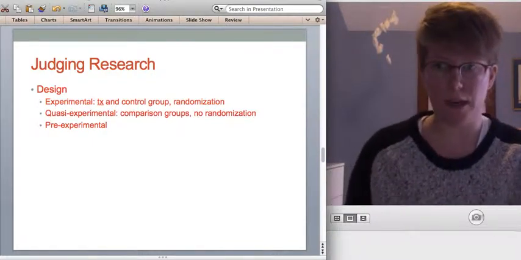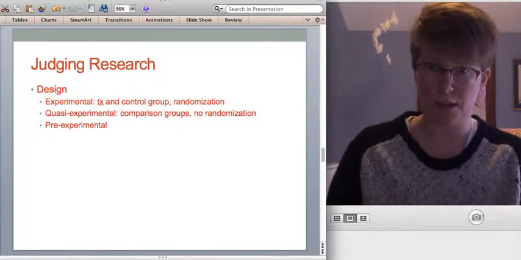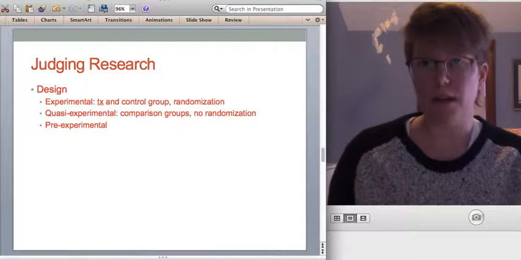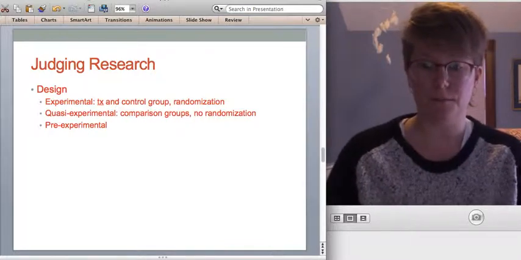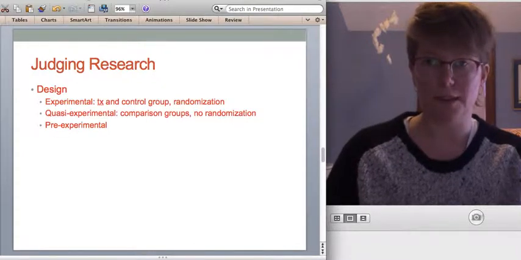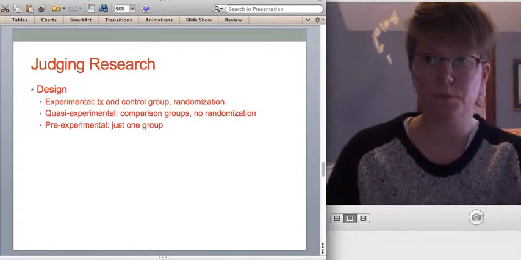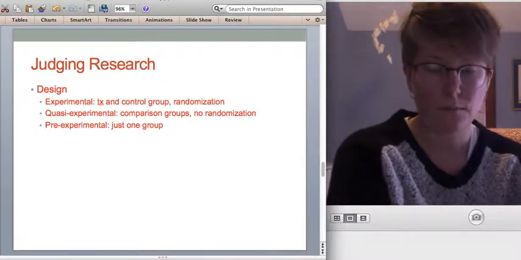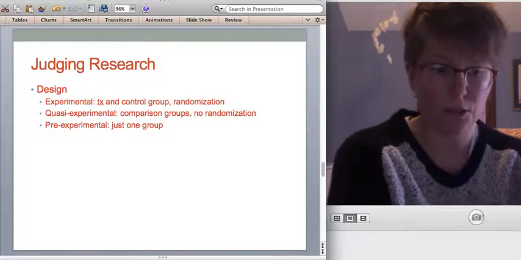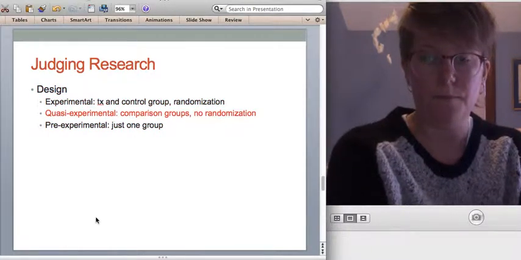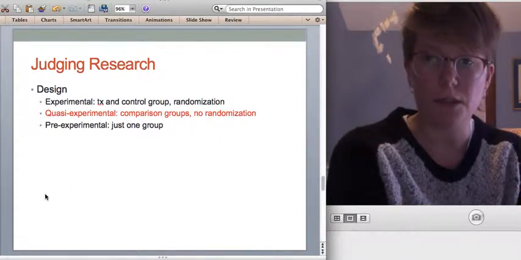Quasi-experimental means that you have groups, different comparison groups, but there's really no randomization. And there might not be a true control group either. Something might be happening in both groups, but just differently. Pre-experimental means there's just one group. And obviously there's no randomization because there's only one group. In our field, we get a lot of this kind, the quasi-experimental.